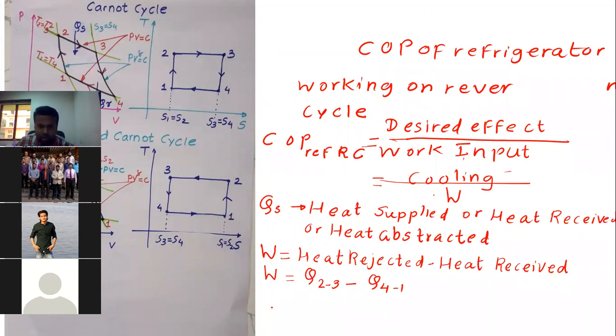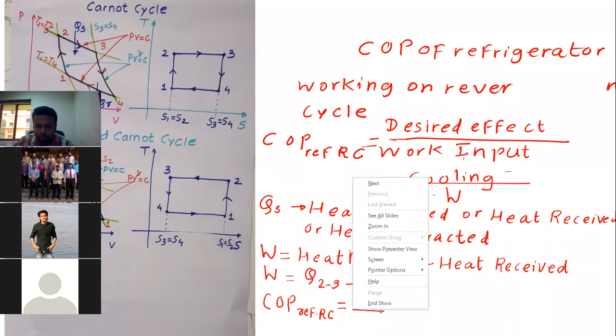So now I will put these values. I will get the COP of a refrigerator working on a reverse Carnot cycle. Cooling is given by heat supplied. Heat supplied means heat received or heat abstracted, so obviously in a refrigerator QS amount of heat will be abstracted, divided by work input.